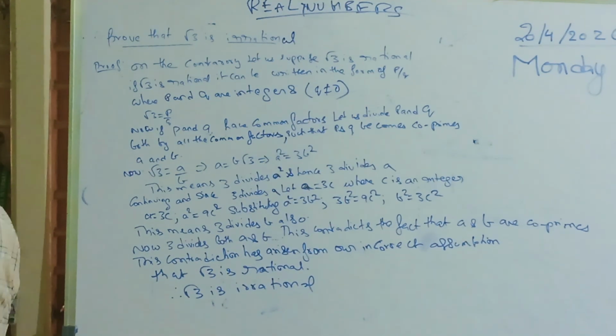How to prove? We will use contradiction, which means we take a negative approach. We assume that root 3 is rational, and then prove that root 3 is irrational, because we cannot directly prove that root 3 is rational. Our assumption contradicts some primary facts, basic facts of mathematics. Then we conclude that root 3 is irrational.